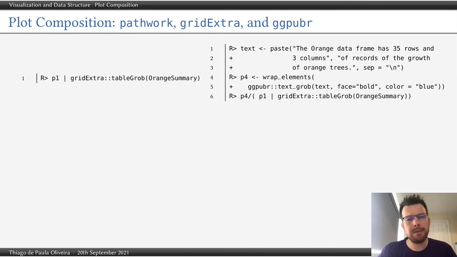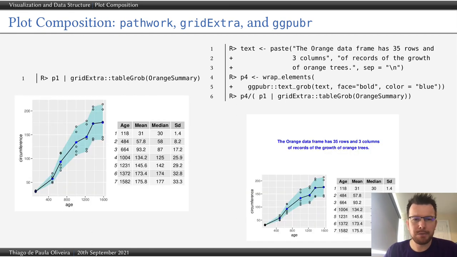Sometimes we need to do a composition with graphics and tables together. The function tableGrob from the package gridExtra, I think, is one of the best ones to make a table as a plot. And then we can use it to combine using patchwork. Like here, we have the plot P1, and beside this plot, I'm plotting a table. Another useful function is textGrob from the package ggpubr, which can be used to add some text as a plot. And I will show the result.